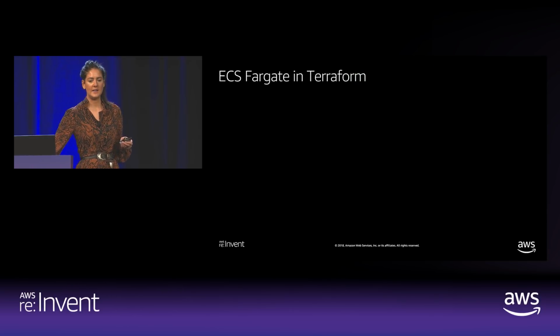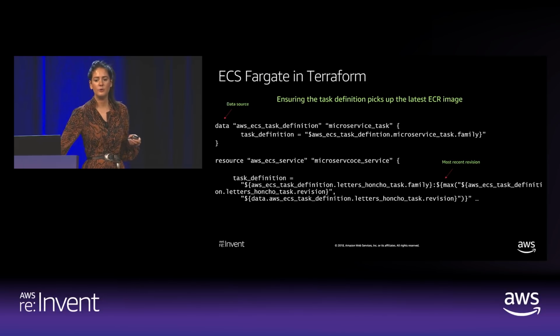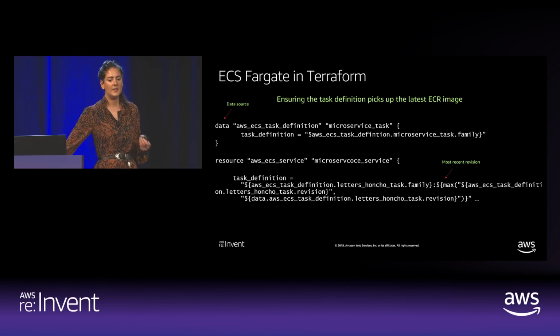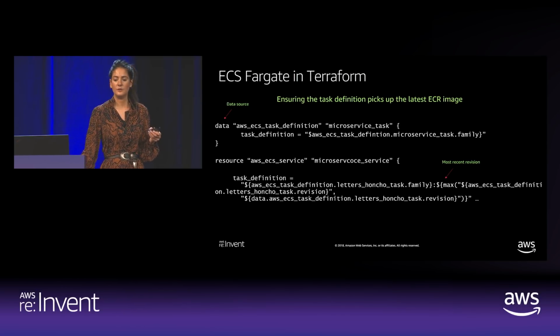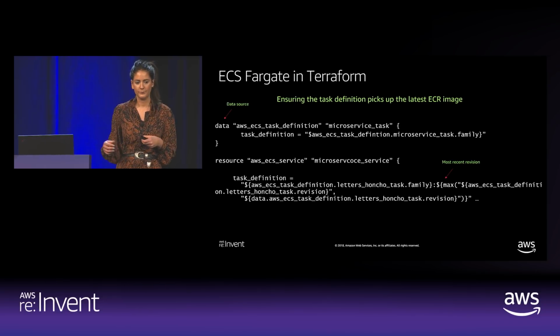We output a data source in our Fargate module, which output the task definition family of the microservice. And this meant that every time Terraform was run, the Fargate service resource would look for the most recently deployed revision of the task definition, rather than the task definition defined in the Terraform state file.